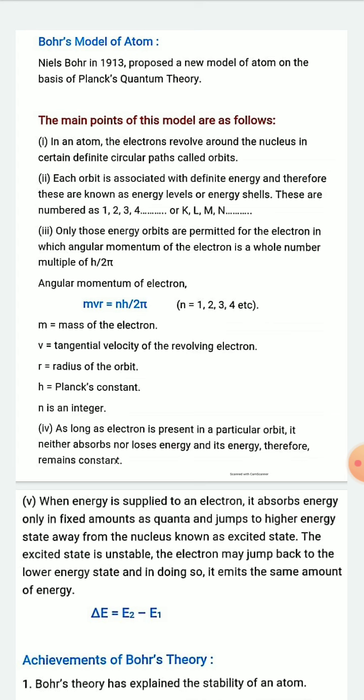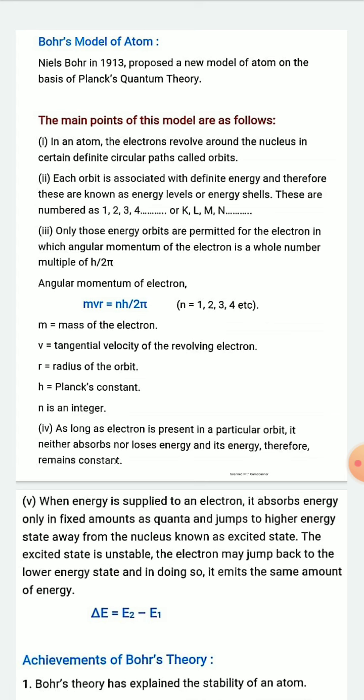So let's start today's topic. Today I'll discuss Bohr's atomic model, or Bohr's model of the atom. Scientist Niels Bohr in 1913 proposed a new model of the atom on the basis of Planck's quantum theory. And the main postulates, or main points, of Bohr's atomic model are as follows.